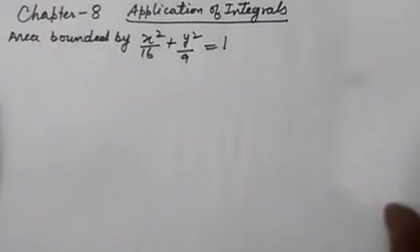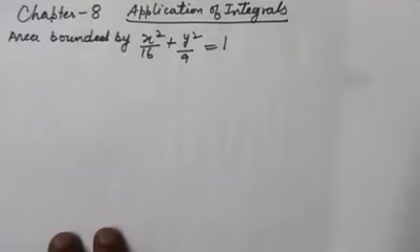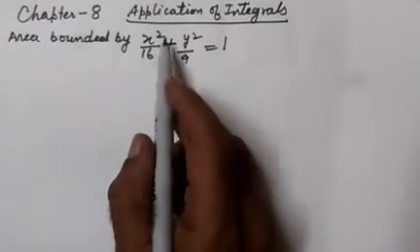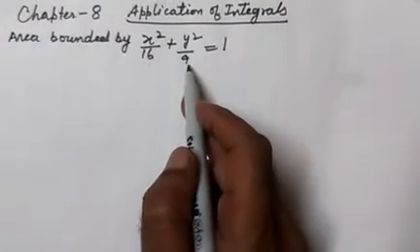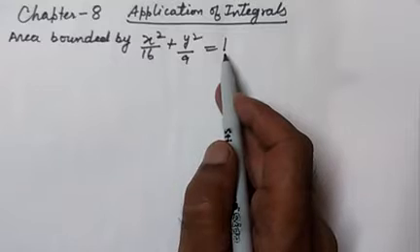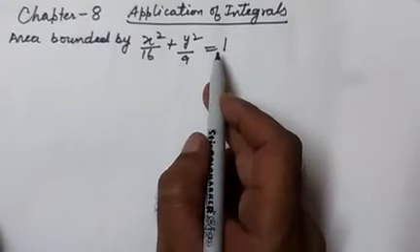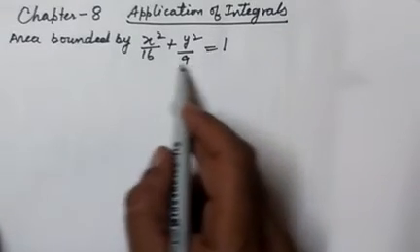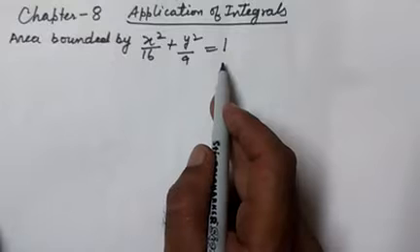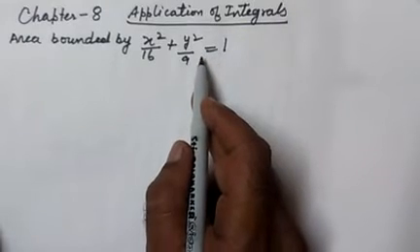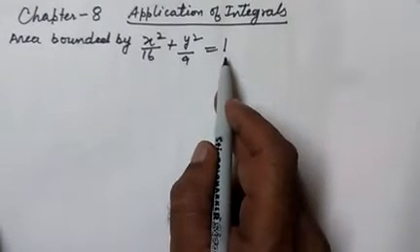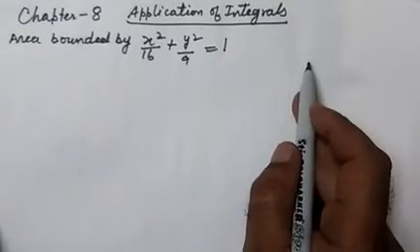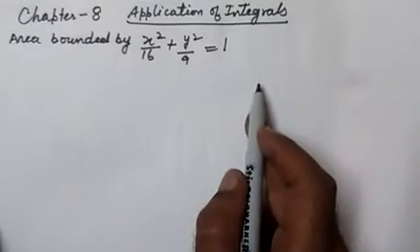Hello students, in this series of application of integrals, today we are going to find out the area bounded by x square upon 16 plus y square upon 9 is equal to 1. Means we want to find out the area enclosed by an ellipse. So the very first problem is, which kind of ellipse is this? Whether this ellipse's major axis will be along the x-axis or along the y-axis.